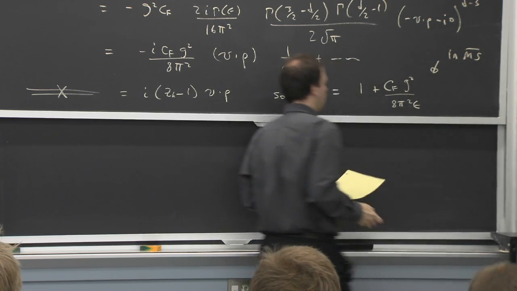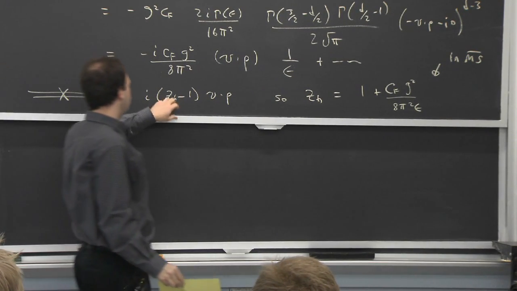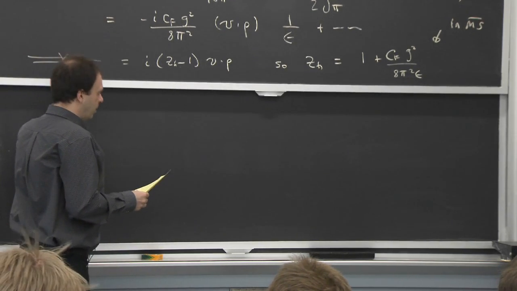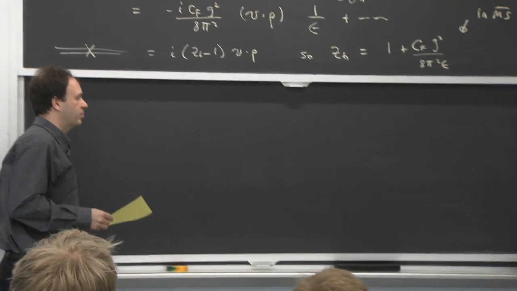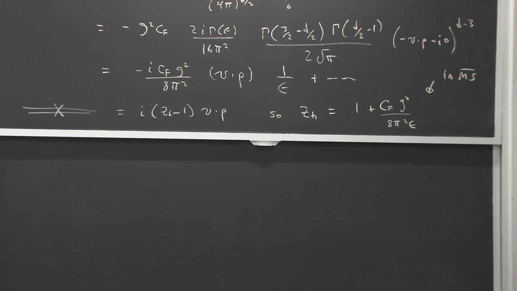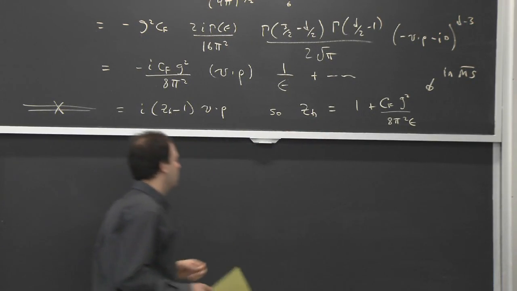So if we did that in MS bar, then the ZH would be just this. And that would be the appropriate counter term to kill off the 1 over epsilon divergence. I'm going to carry out the calculation today, or this discussion of matching in MS bar for everything. And I'll show you that there's a slight complication that shows up in that case. But we said that we could do matching.